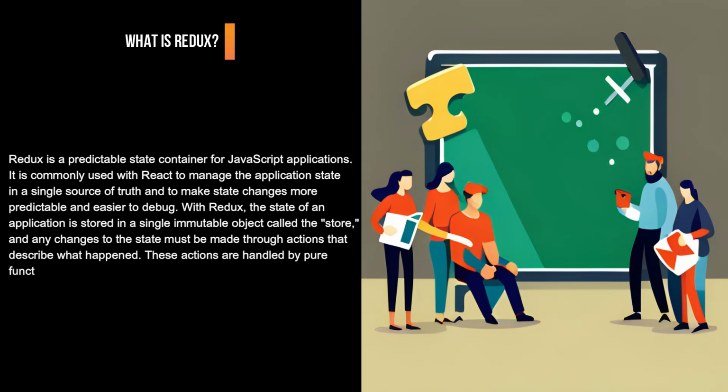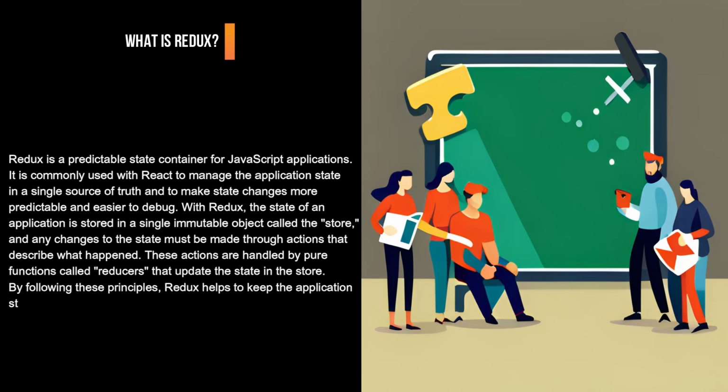to the state must be made through actions that describe what happened. These actions are handled by pure functions called reducers that update the state in the store. By following these principles, Redux helps to keep the application state organized and maintainable.